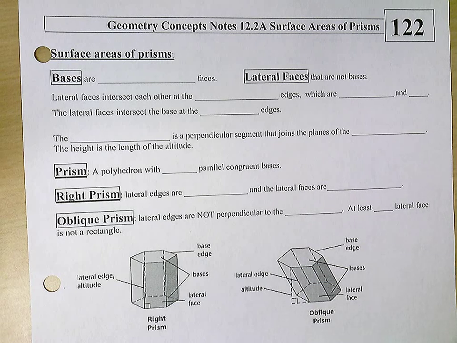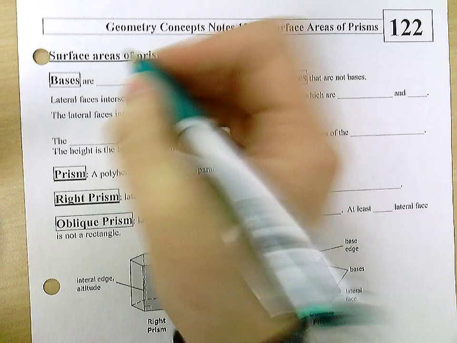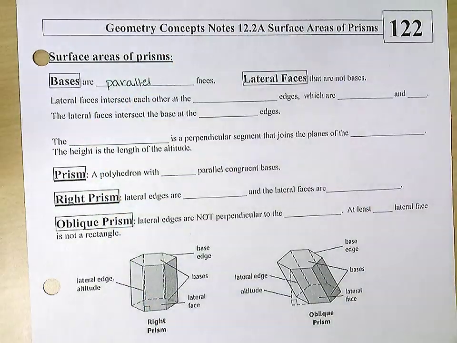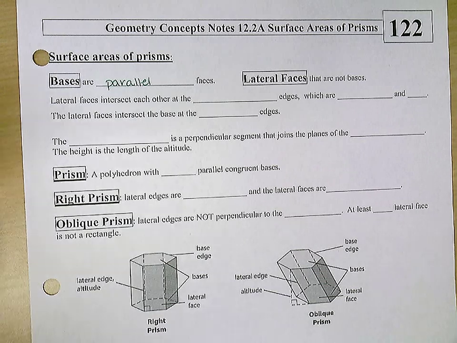The bases of your prism are the parallel faces. So you have two sections that are parallel to each other that make the same shape. The lateral faces are not the bases. Those are the faces that go around, like in a circular pattern, around the bases.